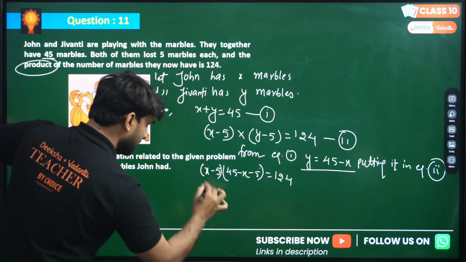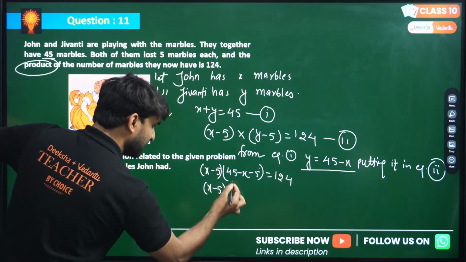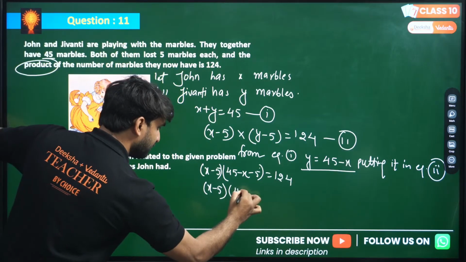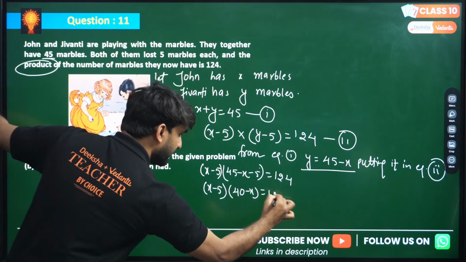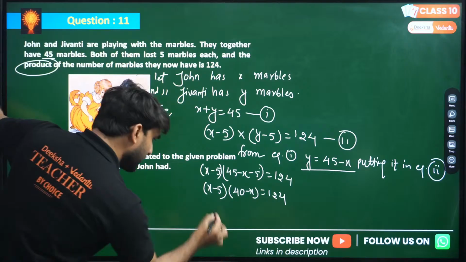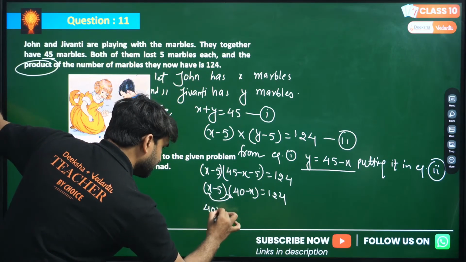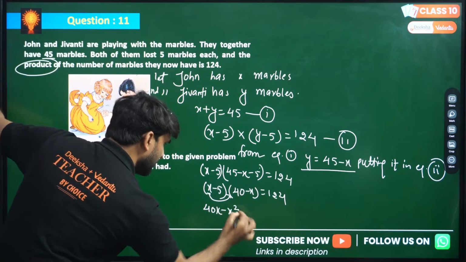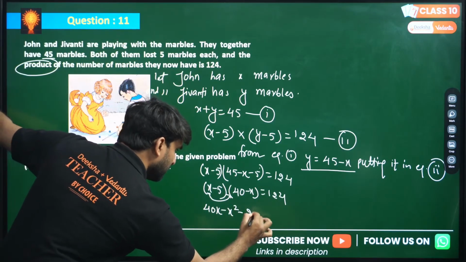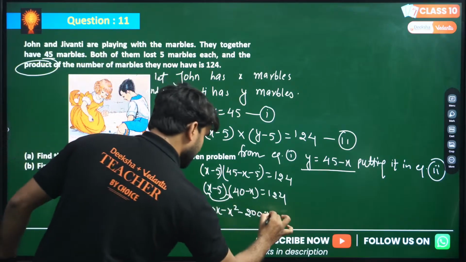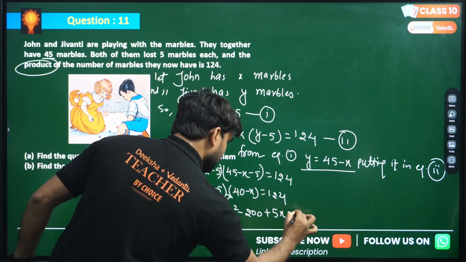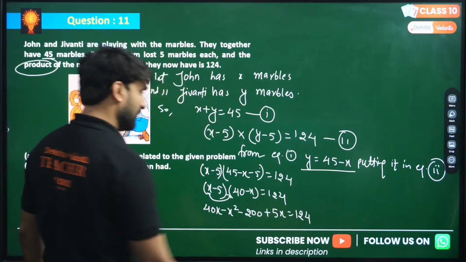So x minus 5, this y is 45 minus x, and minus 5 is already there, equals 124. Now solve this. It would be x minus 5, and this 45 minus 5 will be 40 minus x equals 124. Now solve this bracket. So x into this whole bracket will be 40x, x into x, x square. This 40 into 5 will be 200, and minus into minus, plus 5x equals 124. Is it clear?